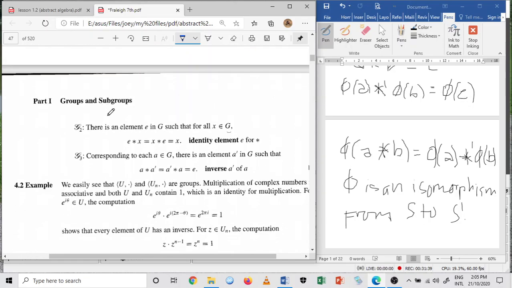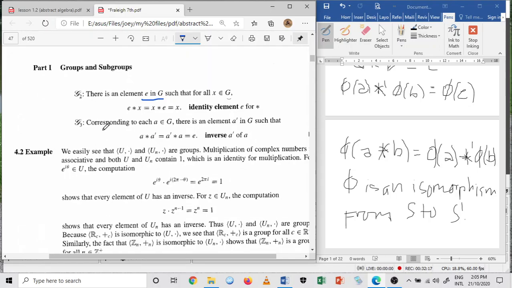Second condition, there is an element E in G such that for any element X in G, it is true that E operation X is equal to X operation E and both are equal to X. Meaning, we can find an identity element in G for the operation asterisk. G has an identity for the said binary operation.